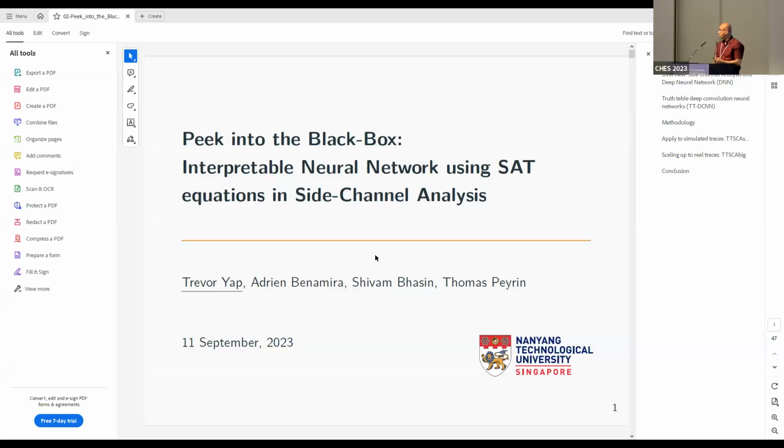Okay, so the next talk is about peeking into the black box: interpretable neural network using SAT equation in side channel analysis. And the talk will be given by Trevor Yap.